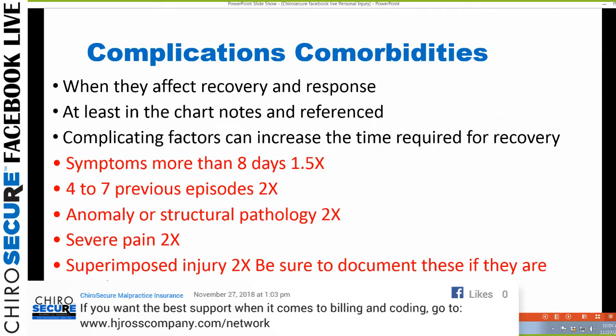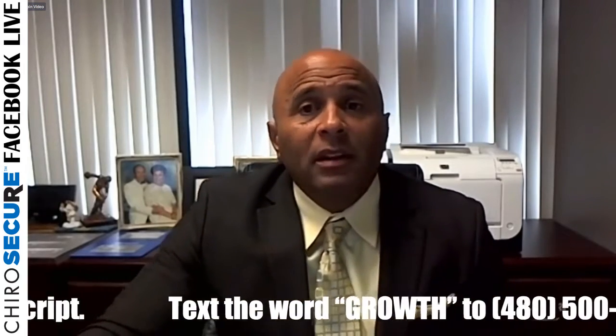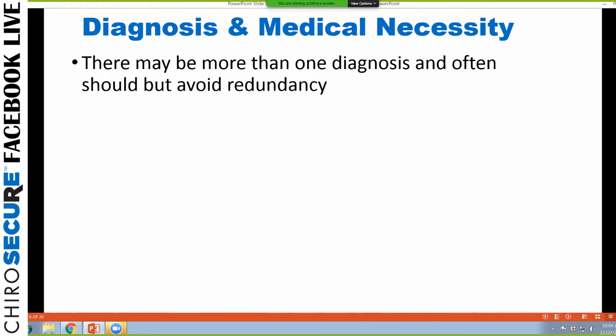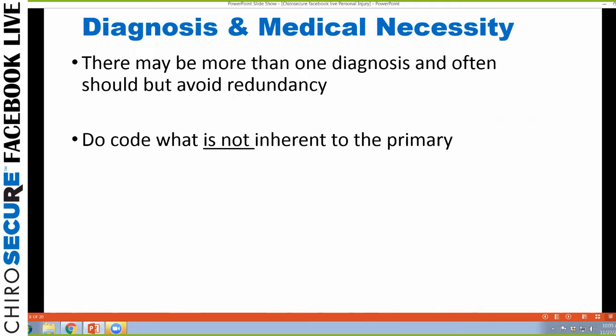So make sure you're coding kyphosis. If you do not diagnose it, it is not there. Think of how many times you code just a whiplash, and they're assuming it's just a whiplash. But if there is spondylosis or certainly reversal of curvature, it is definitely going to make a difference. So medical necessity is determined by diagnosis, and there can be more than one diagnosis. But be careful, do not just do redundant things. Do not code what's inherent to the primary. One of the problems I see doctors do is they'll code sprain strain and include pain. Well, sprain strain is inherent with pain, so pain is not helping you with your coding.